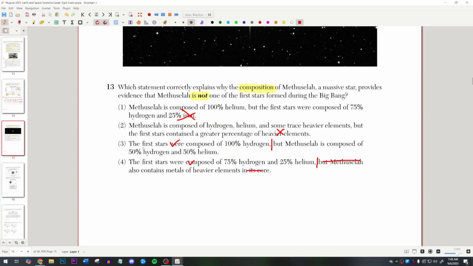It's stupid. The first stars were composed of 100% hydrogen. Is that completely true? Or were the first stars composed of 75% hydrogen and 25% helium? So the answer to this is that it's 4. The first stars were composed of 75% hydrogen and 25% helium. That's the only part you actually had to know about this.